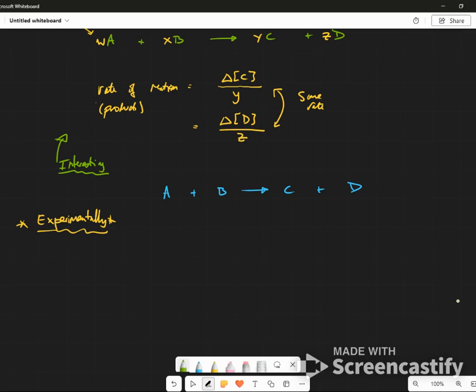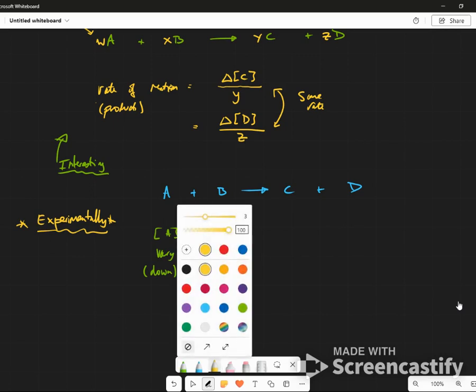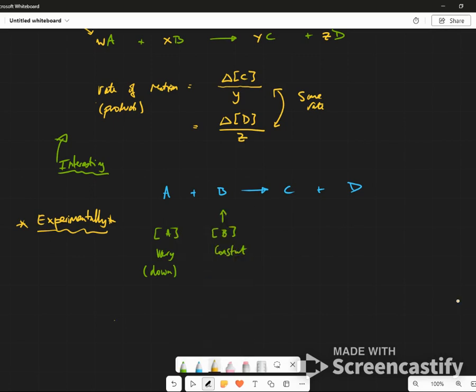First of all, I'm going to keep the concentration of B constant, and the concentration of A we're going to allow to vary. Basically, it's going to go down, isn't it? Because it's a reaction. But we're going to try and keep B constant. How do we keep the concentration of B constant? That's not a trivial question, because surely that's getting used up as well.